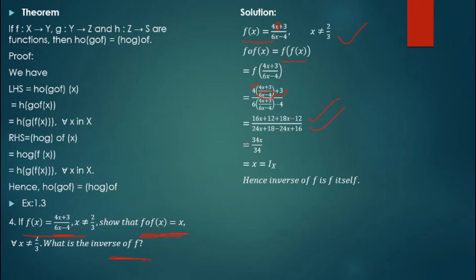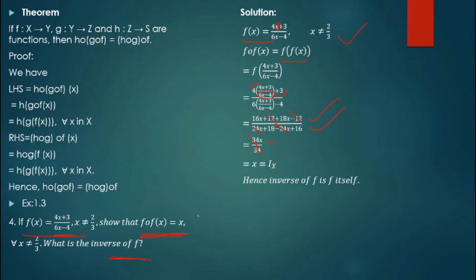Okay, so 12 minus 12 is 0. So 16x plus 18x, 34x. Here we have 24x minus 24x, 0. So 18 plus 16, we have 34 again here. 34 by 34 gets cancelled, and we have x. So x equal to I of x.